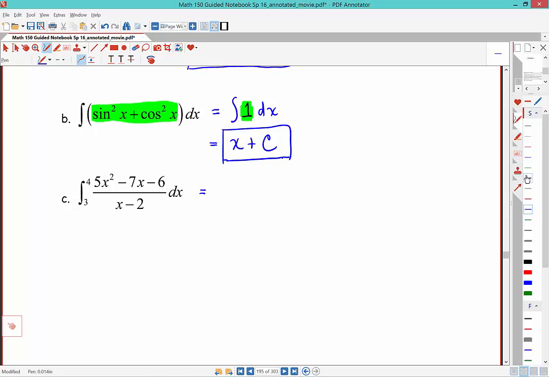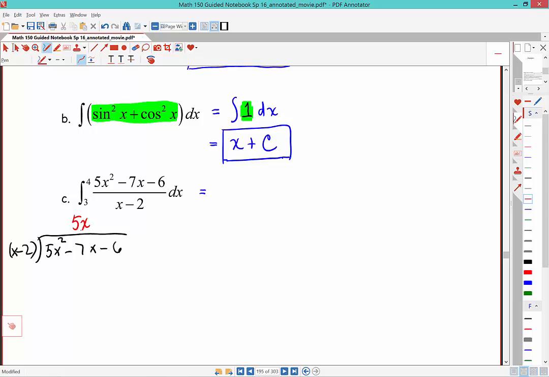Long division works. We have 5x squared minus 7x minus 6, and we're dividing that by the quantity x minus 2. So we'll get 5x for our first term.